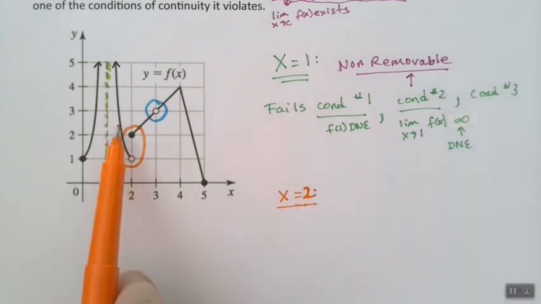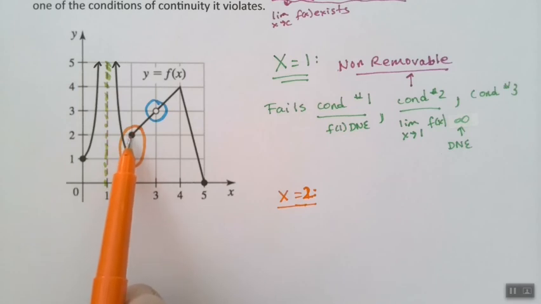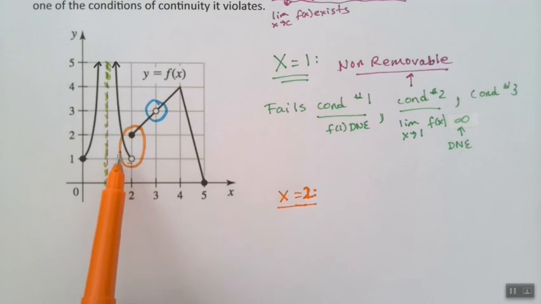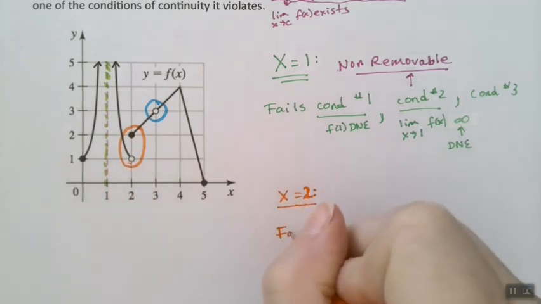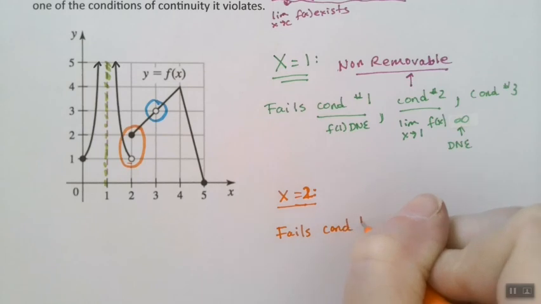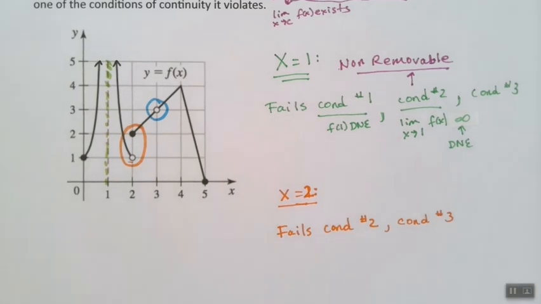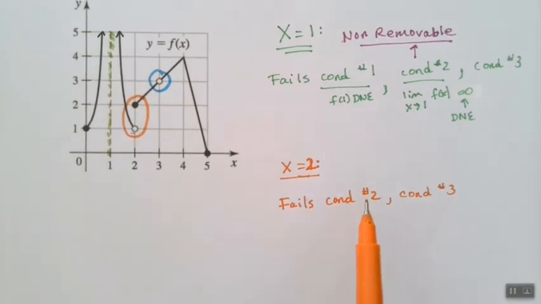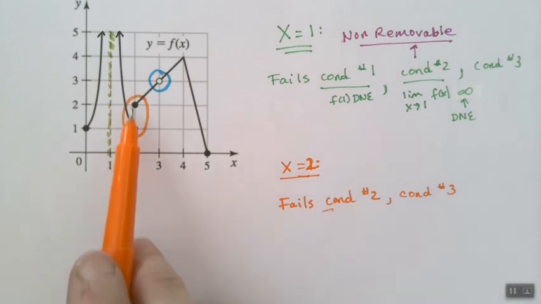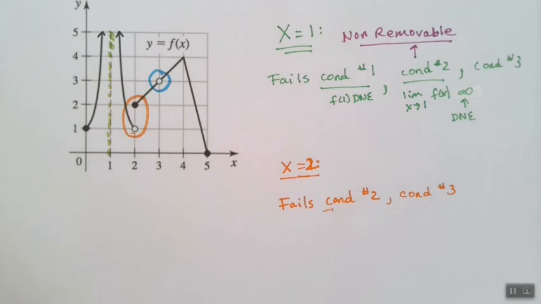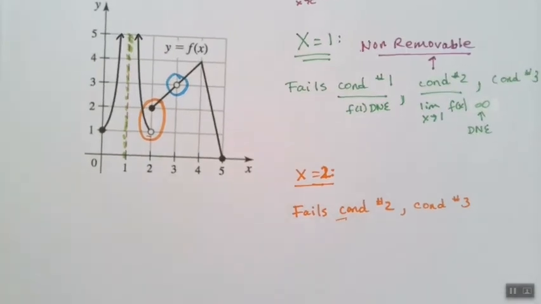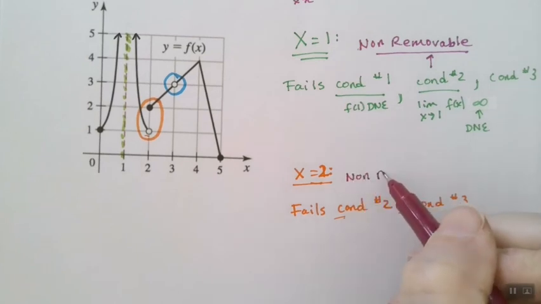Well, let's think. I have a function value right here, right? So condition 1's okay because I've got a function value. But condition 2 has got a problem because these two sections of the graph are not going to the same place. So this fails condition number 2, and also therefore it automatically fails condition 3 because condition 3 is dependent upon condition 1 and 2. So this fails condition 2 right there, right? It does not have a limit, right? Because it's going 2 different places. So let's think. Fails condition 2, and that means we have a non-removable discontinuity.